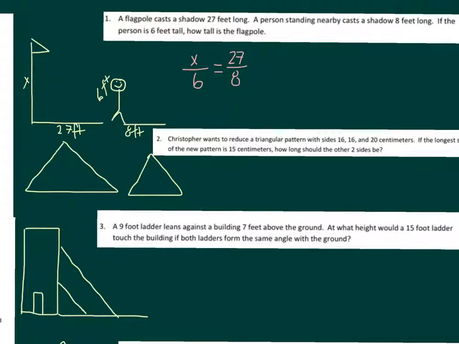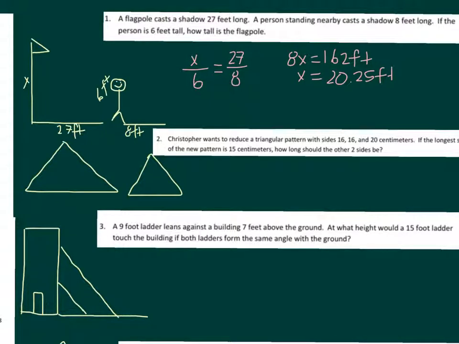Now we know how to solve a proportion like this. You should have multiplied, and you would have gotten 8 times x equals, I'll be your calculator, 27 times 6 was 162 feet. And if you divide by 8 on both sides, you would get that x equals 20.25 feet. So this flagpole is 20 feet plus a little bit more.